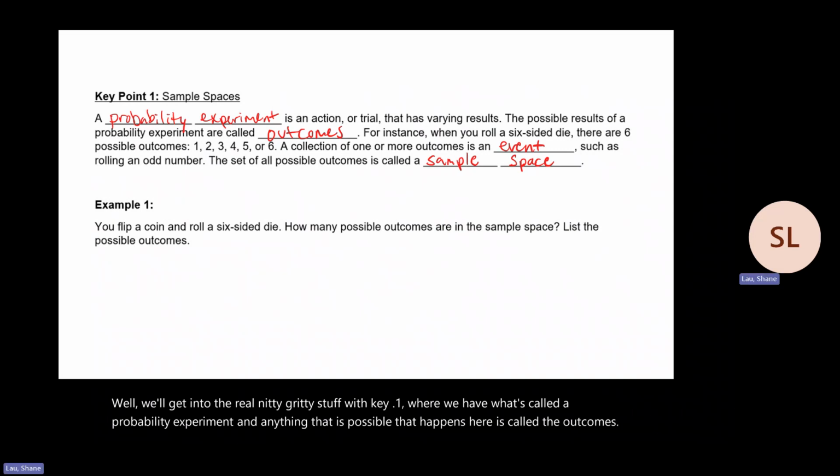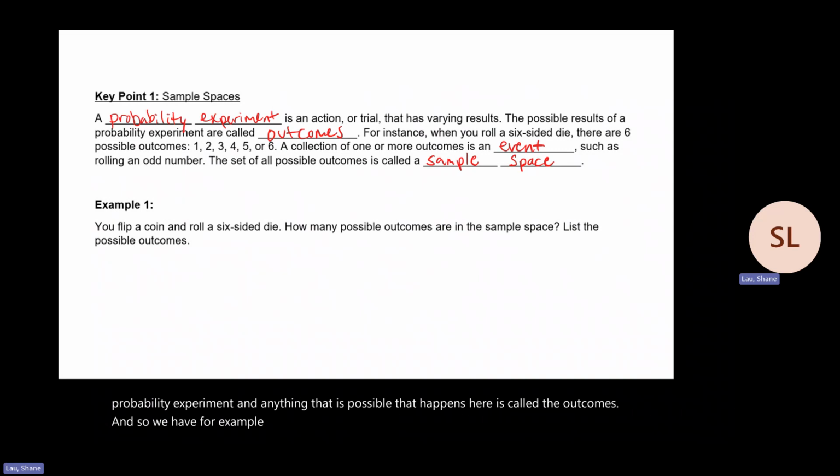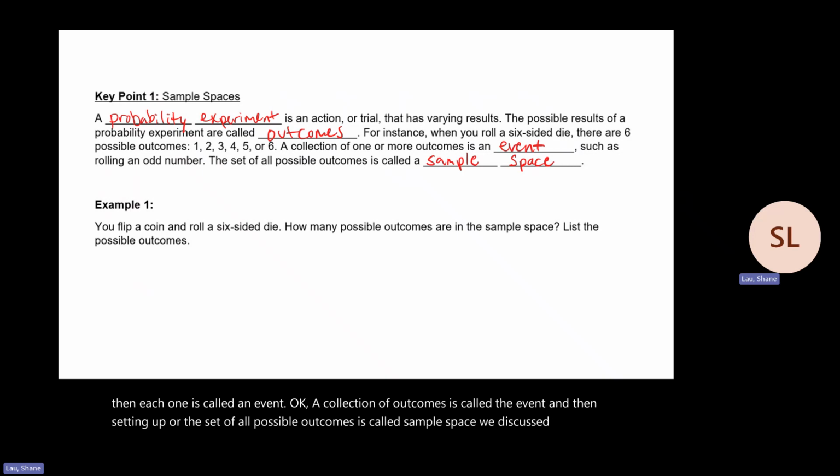Anything that is possible that happens here is called the outcomes. And so we have, for example, a regular dice. You have 6 possibilities, 6 outcomes, and then each one is called an event. A collection of outcomes is called the event. And the set of all possible outcomes is called the sample space that we discussed beforehand.